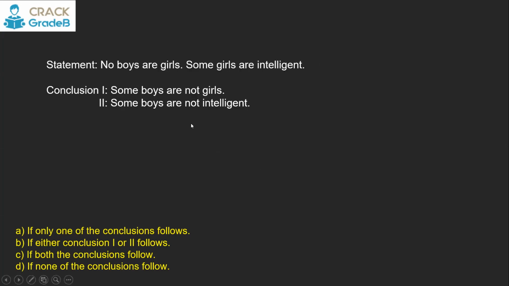No boys are girls. So between boys and girls, there won't be any intersection. Some girls are intelligent. Now, drawing this, you have to realize that this boys and intelligent, they can have intersection. The entire boys can go inside the intersection, intelligent as well. So some boys are not girls. It is a true conclusion. Because if all boys are not girls, then some boys definitely won't be girls.